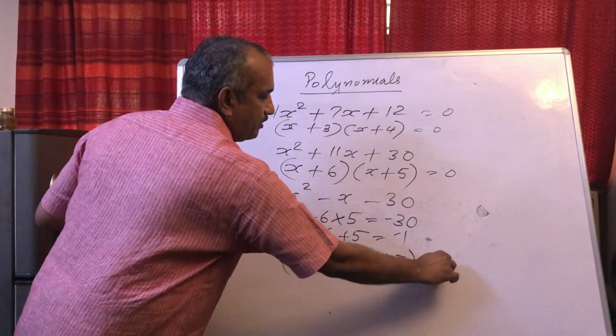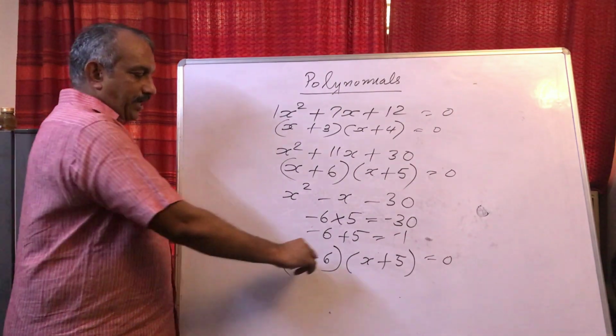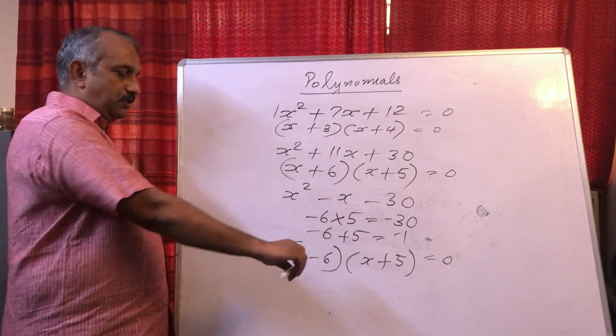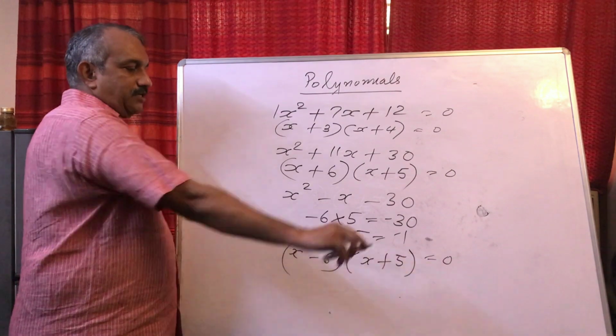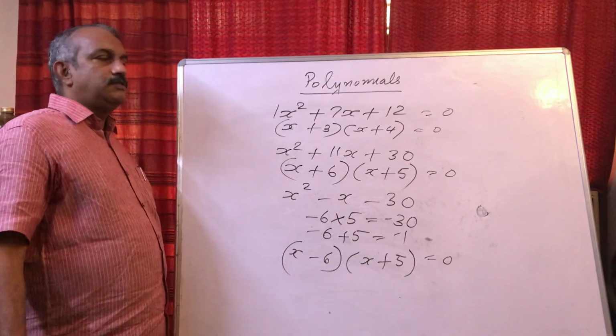Like this you can factorize. And now if x minus 6 is equal to 0, x is equal to 6, and if x plus 5 is equal to 0, x is equal to minus 5. So you will get the zeros of the polynomial.